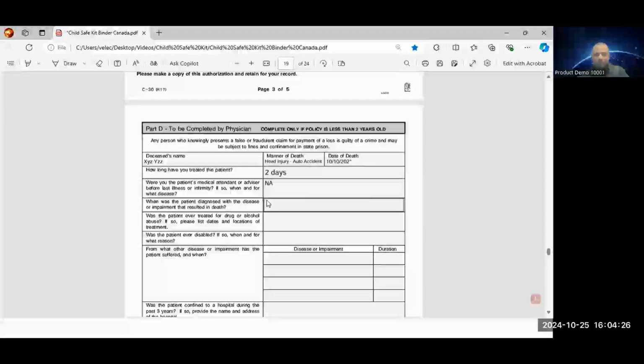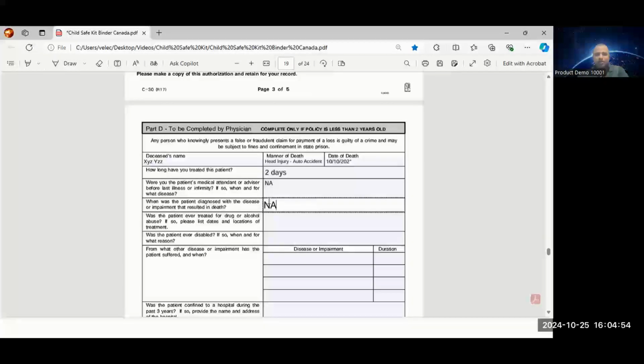Okay. However, it's asking for the disease that resulted in death. So if the life insured or the deceased did not pass away because of the heart attack, if the accident is what killed the life insured, then you would need to indicate that this is not applicable. So this would be NA in this case.